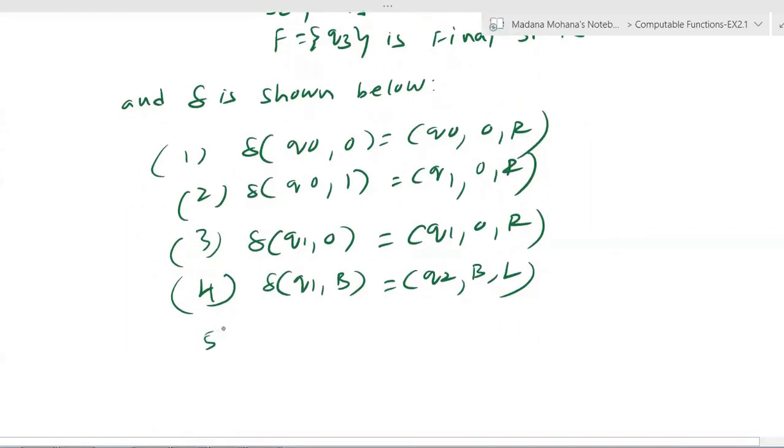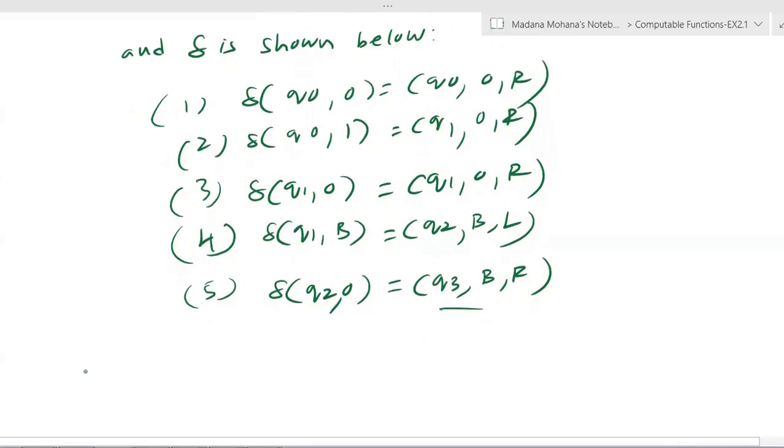Now whenever it moves left at q2, the 0 before the blank is replaced with blank, then it moves right, then it goes to the final state, that is q3. q2 on 0 equals q3 blank, then it moves right. Now draw its transition diagram.